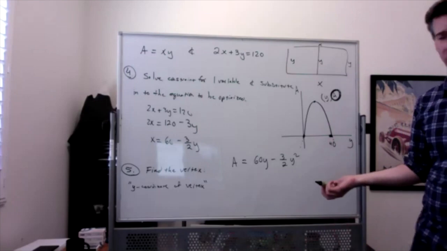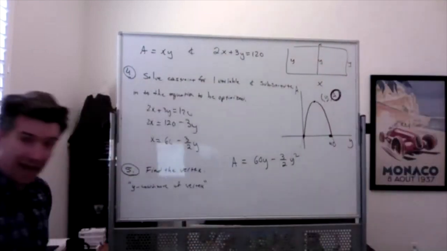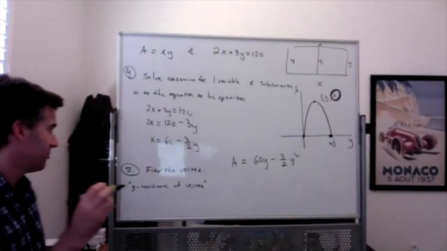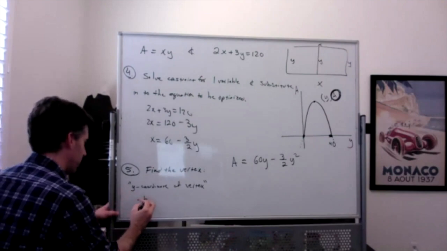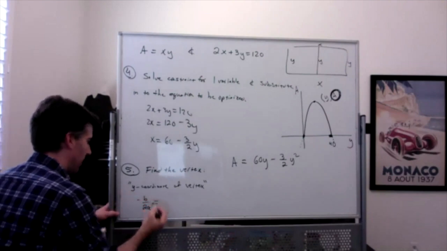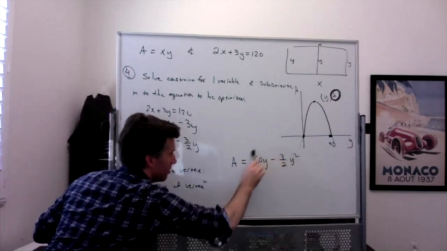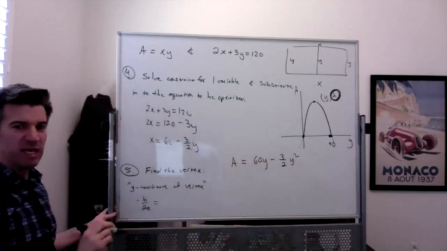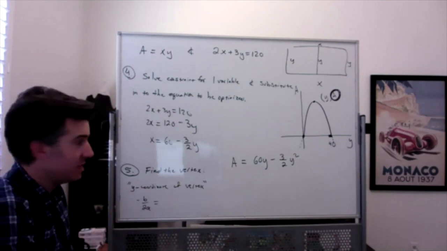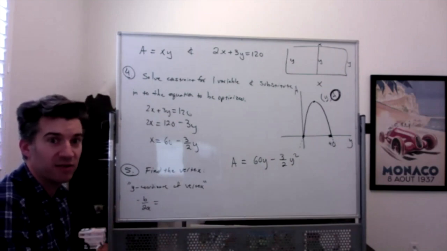So we're going to do the usual thing. We're going to find the x coordinate, which is negative b over 2a. And that's going to be, so if I look at this here, let me ask you guys a question. In this equation here, what's my b? Is it 60 or is it negative 3 halves?